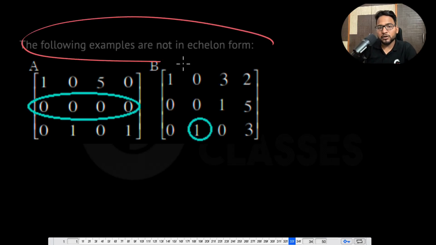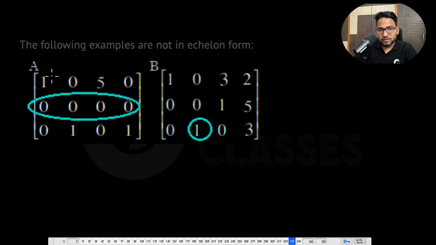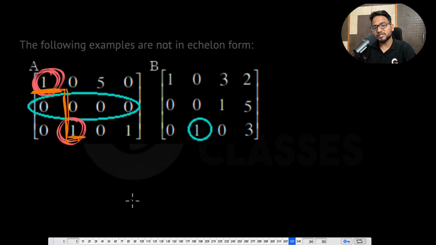These are examples which are not in the echelon form. Why? Because this is a leading entry. I'm just circling out the leading entry. This is also a leading entry. Now try to form a stair using the leading entries. You will go down only when you find a non-zero. So if you want to connect these 2 leading entries, you can see there is a jump, right? A jump is not possible. There should be a step by step stair, something like this. Because the zero row is in between, that's the problem.